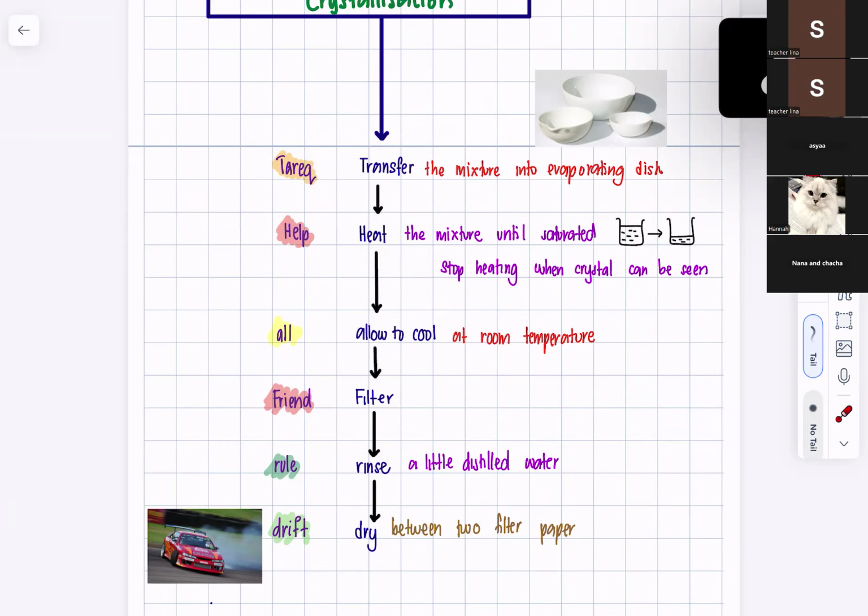Okay. All right, Aisha, any question for this one? No questions. Hana? No. Nana? No. Hacha? No.